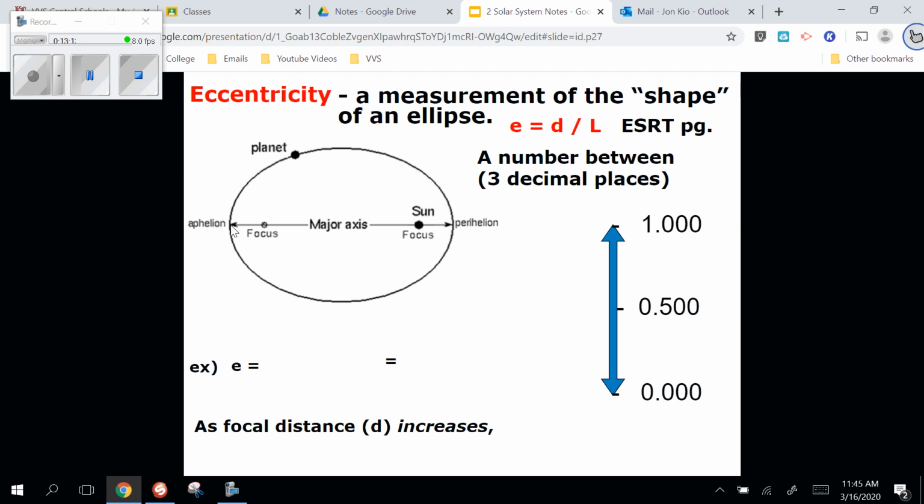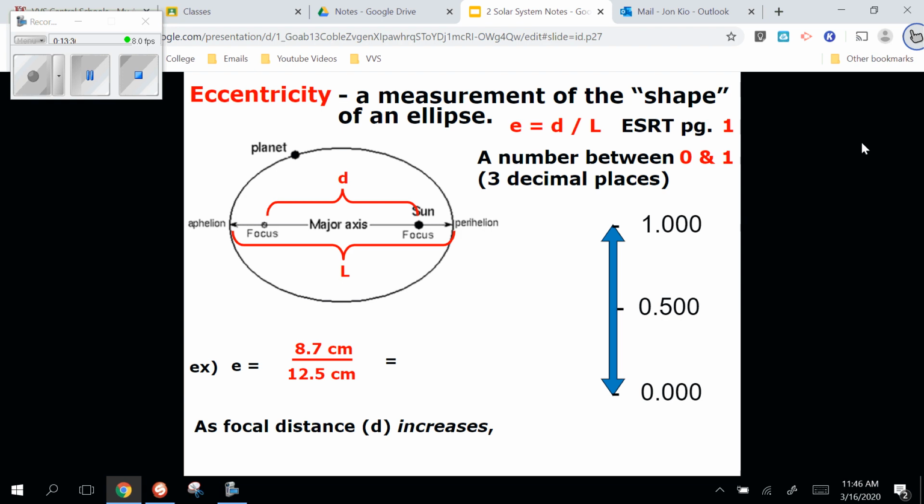And remember, our answers, when we get them, are all going to be a number between 0 and 1. It's going to be some kind of decimal, because D is always going to be smaller than L, so the top number is always going to be smaller, so we're always going to have a fraction, a decimal. So there's D. There's L.